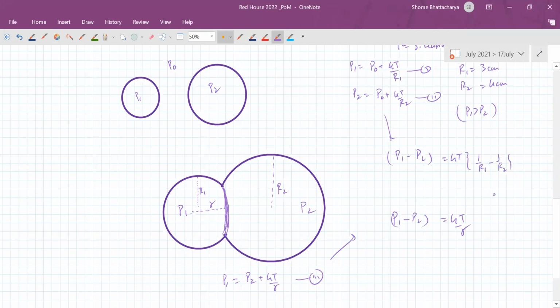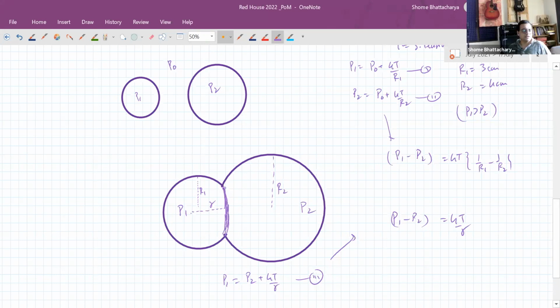Sir, can you explain equation 3 once more? I didn't understand that. The pressure difference across a spherical surface is 4T by R, no? So the concave side always has higher pressure. This is the common wall, but its concavity is different. Its radius of curvature is small r now, and this side is concave. The concave side has higher pressure than the convex side by a factor of how much? 4T divided by R. Is it clear now, Vineet?